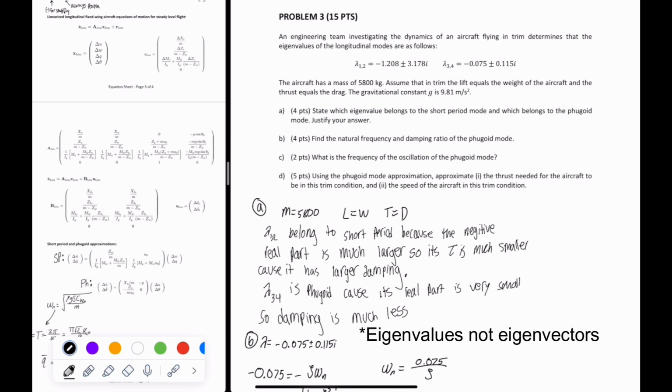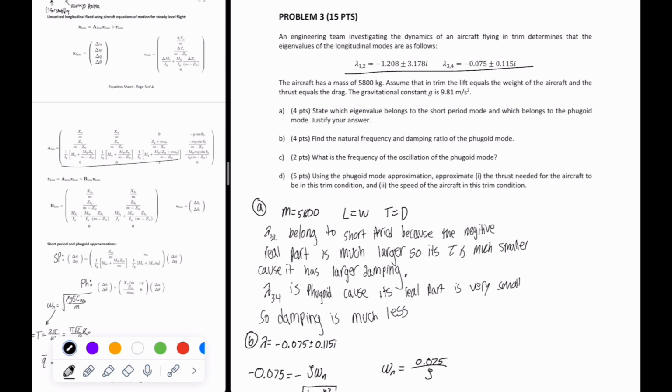And so these are the eigenvectors of this matrix when all those parameters are plugged in. Part A says state which eigenvalue, so those were the eigenvalues associated with this matrix when all of the values are plugged in. Part A says state which eigenvalue belongs to the short period mode and which belongs to the fugoid mode.